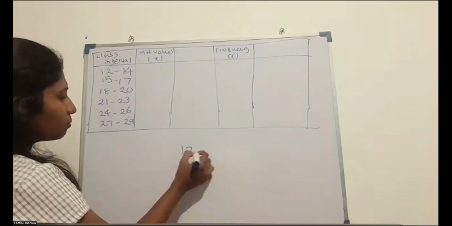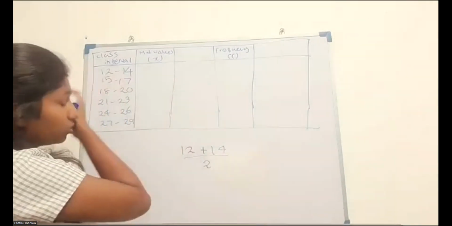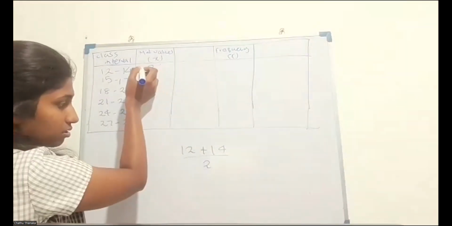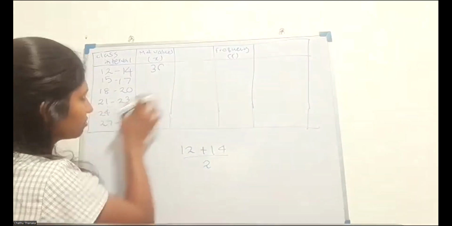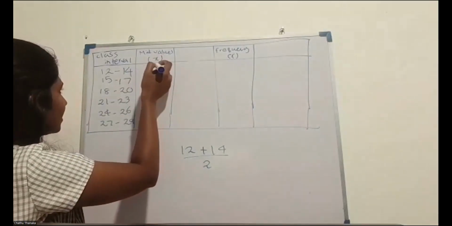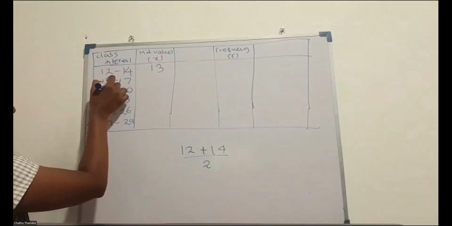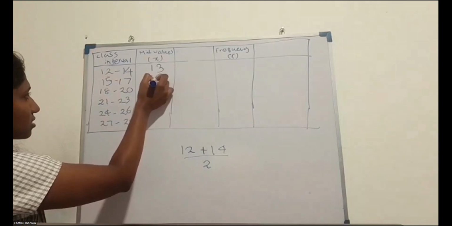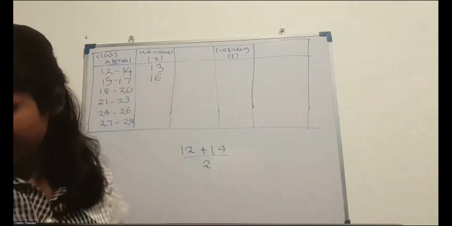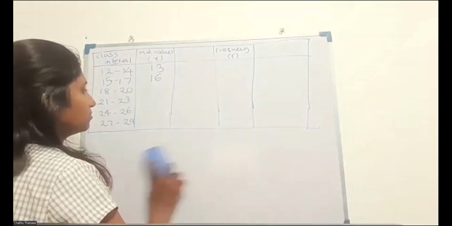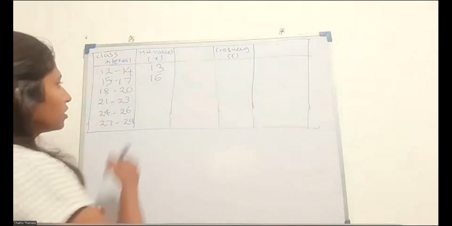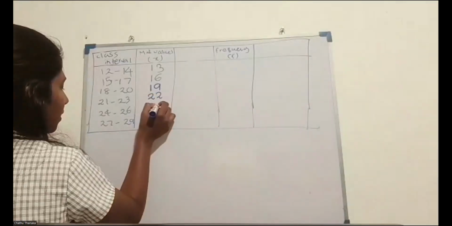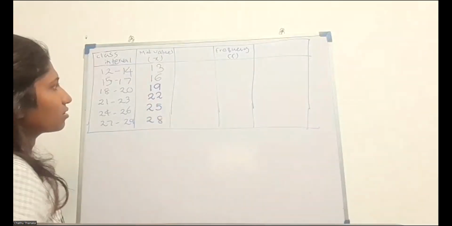First one, 12 plus 14 divided by 2. Answer is 13. Next one, 16. 19. 22. 25. Okay.